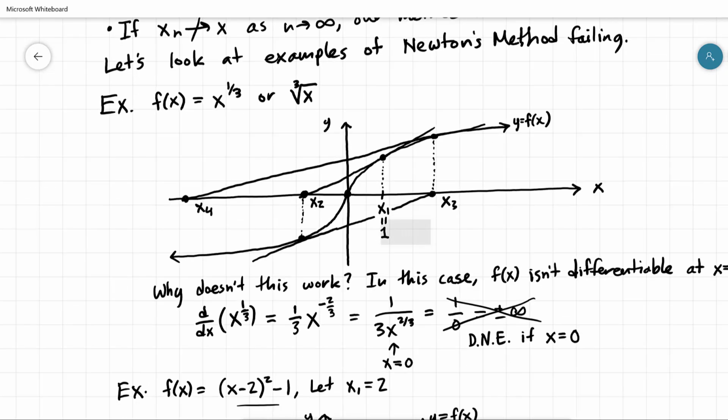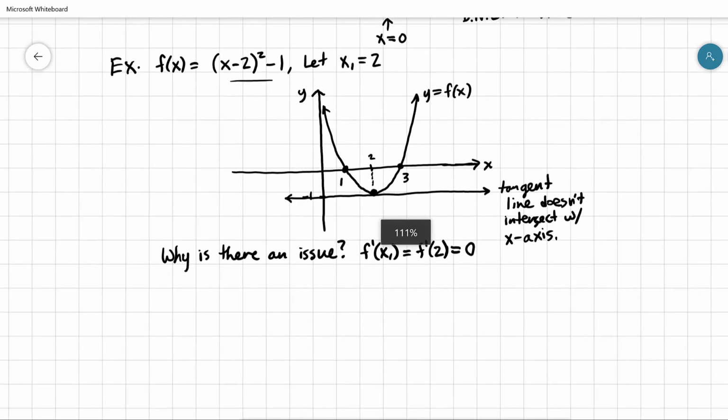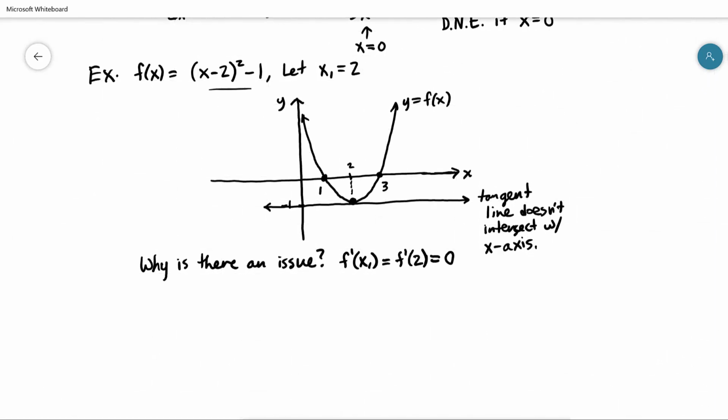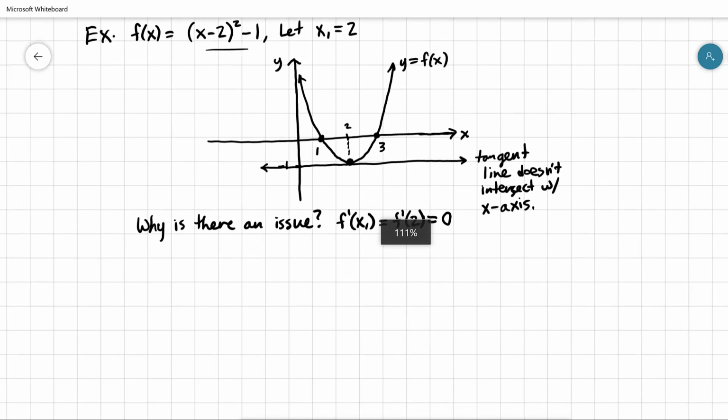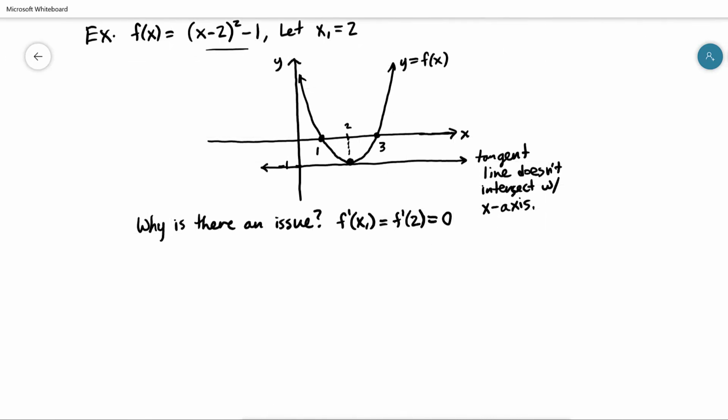So in this case, whenever we hit a point where the slope of our tangent line is 0, we're not going to get something that converges. But this one can be fixed. All we need to do is not pick x1 equals 2 as our starting guess. So this can be fixed by selecting x1 not equal to 2. Any other value would work.